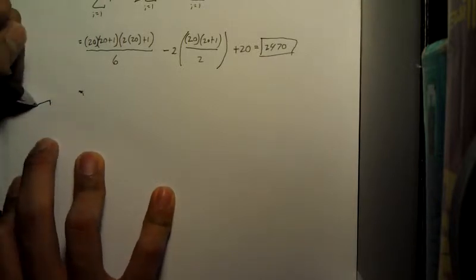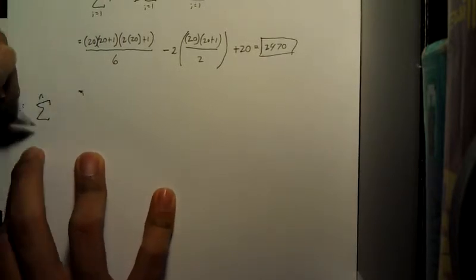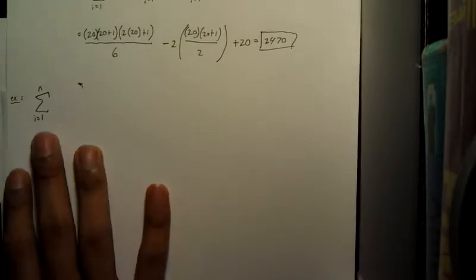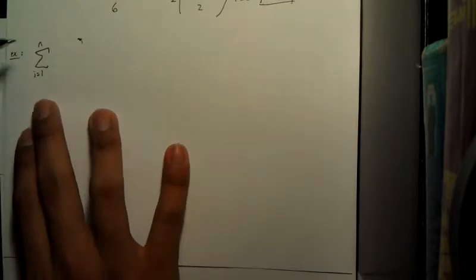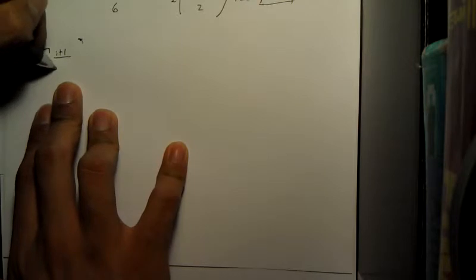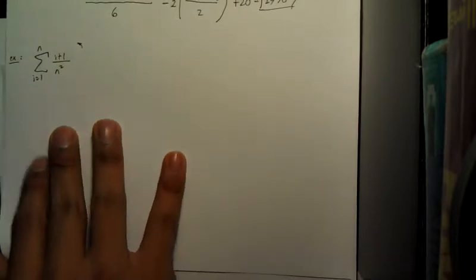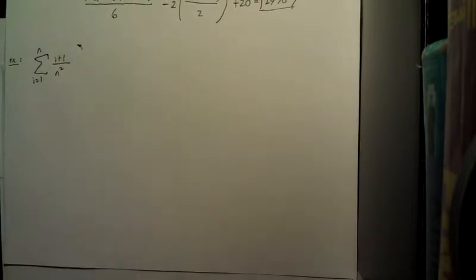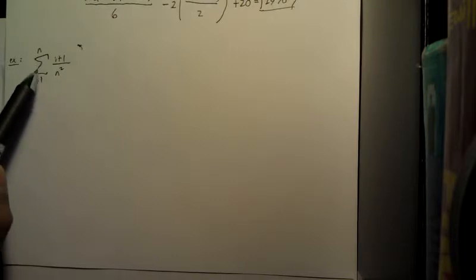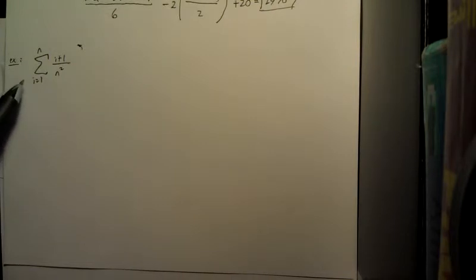Second example, we're going to evaluate the sum of i equals 1 to n of i plus 1 over n squared. Now remember that what you're going to be trying to do is get your n's separate from your i, and you want to try to keep the i on the right side of the sigma notation so that you can use one of those substitutions.